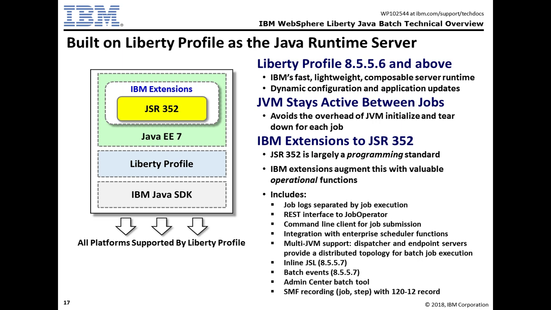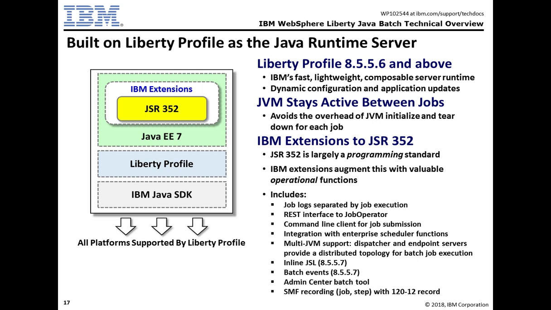So the JSR, the programming model, everything we've talked about here, all gets pulled into Java EE7. And Java EE7 was supported by Liberty Profile in 8556, which was, I think, like 3 years ago, maybe more. So it's been around for a while. And we've added some of our own extensions on top of the programming model to help it integrate into a real enterprise environment. So we've given you the ability to get a job log out of each job that's running.